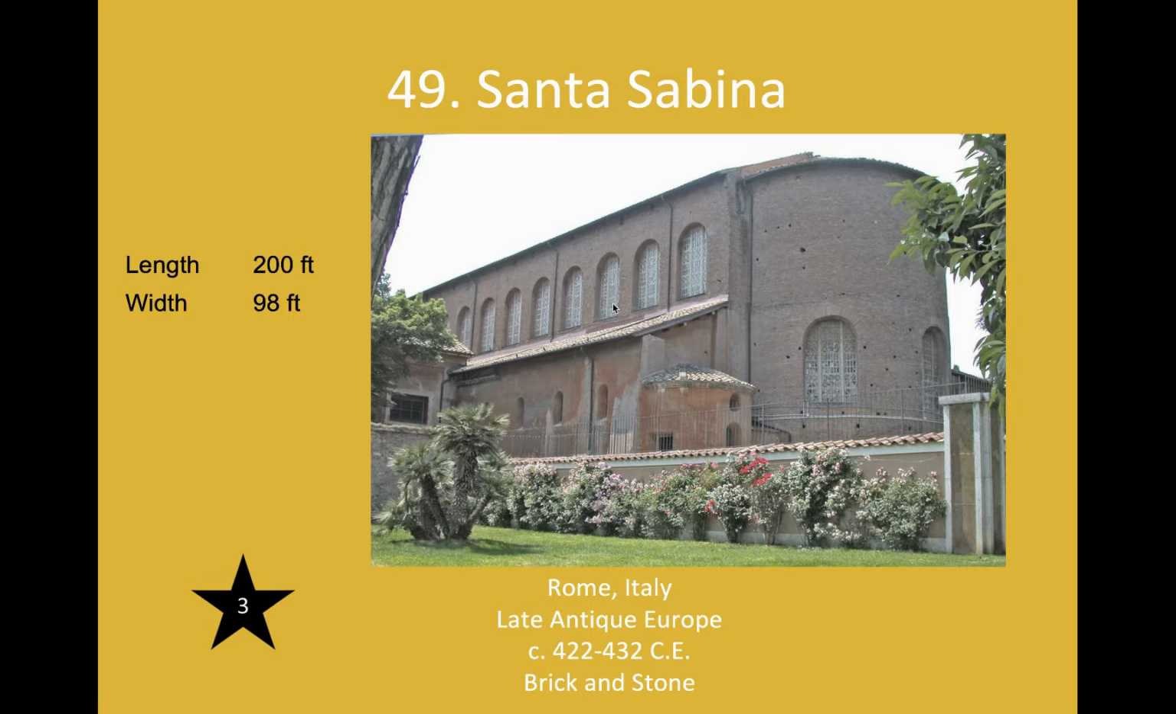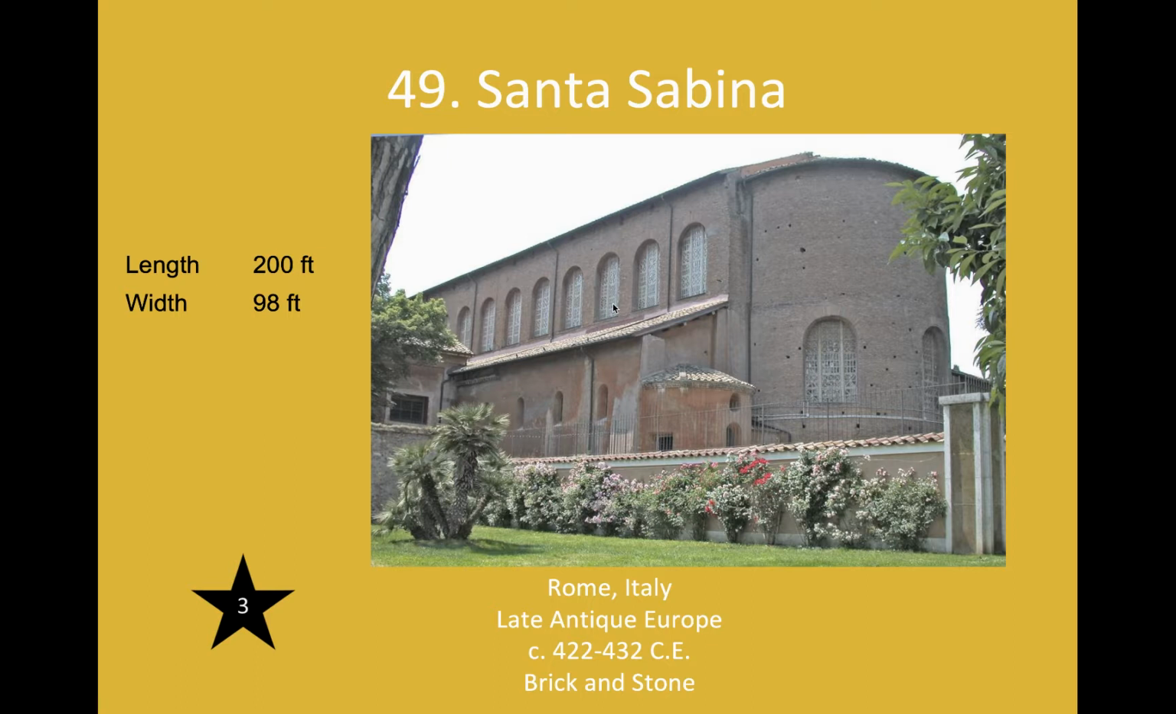So the brick that you see and the glass windows that you see are actually the original. The roof is not the original. The roof has been replaced multiple times. But for the most part, this is what it would have looked like. So if we're thinking that the Edict of Milan was in 313, this is only 100 years after the Edict of Milan.